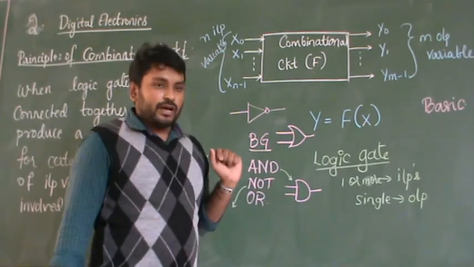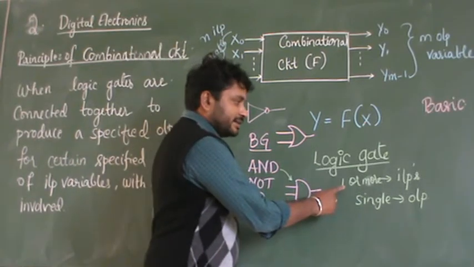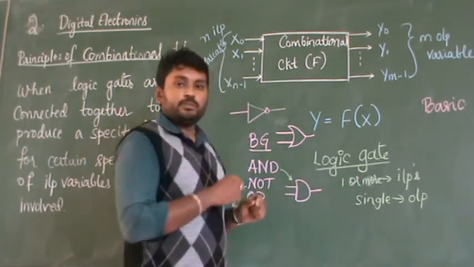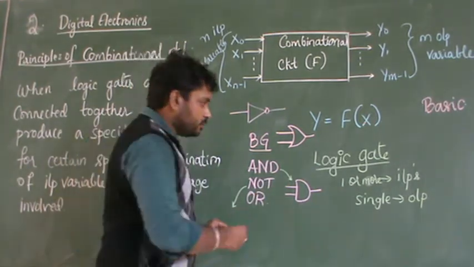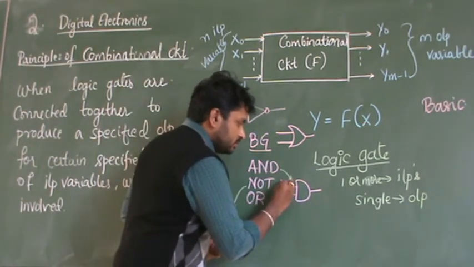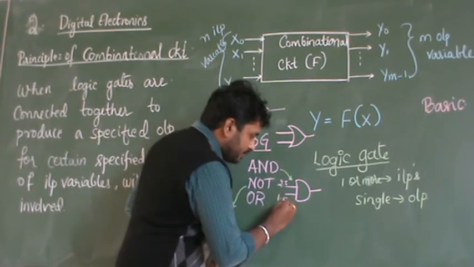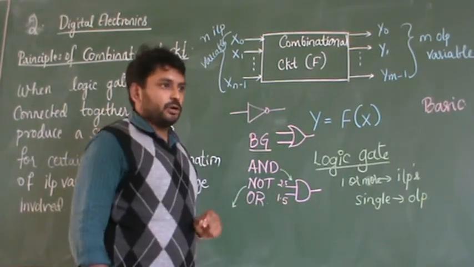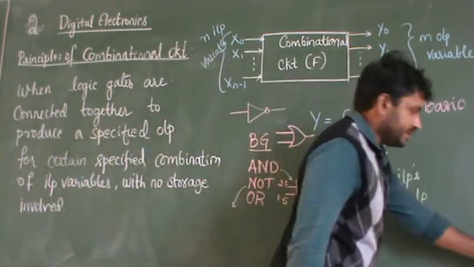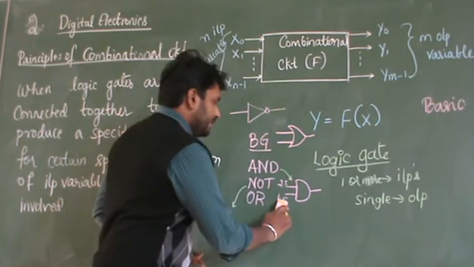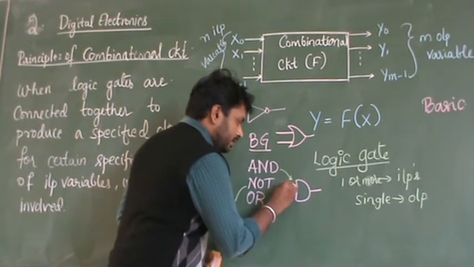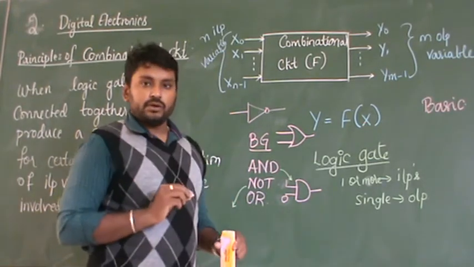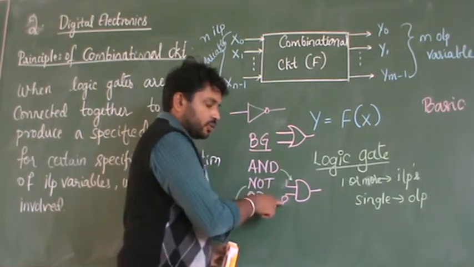The gate will have one or more inputs, so what type of data do you have to give here? Can you give 2.5 volts here? Can I give 1.5 volts here? No, that is not possible in terms of digital logic. You should give either a logic 1 or a logic 0.